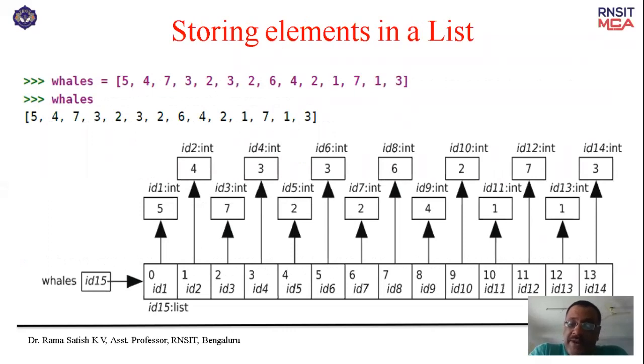I told you, each element in the list has separate memory, its own memory. So suppose you look at the values 5 4 7 3 2 3 2 6 4 2 1 7 1 3, some data values. That means 5 has got its own memory address, 4 has got its own memory address, 7 has its own memory, 3 has its own memory, 2 has its own memory. So each element has got its own memory.